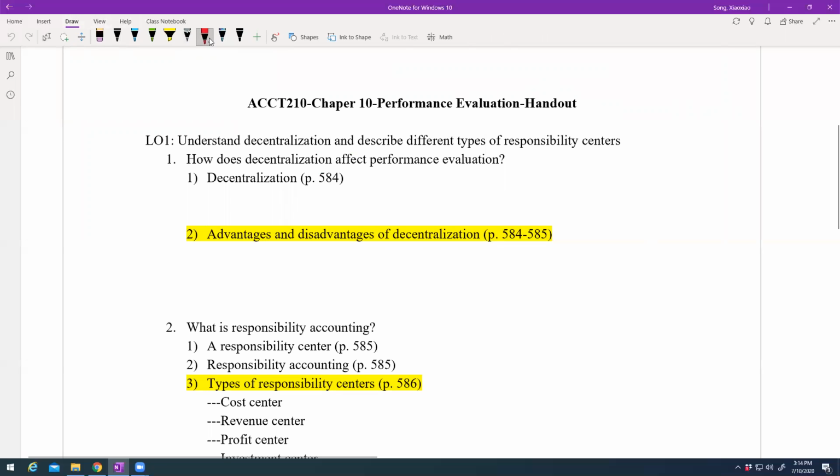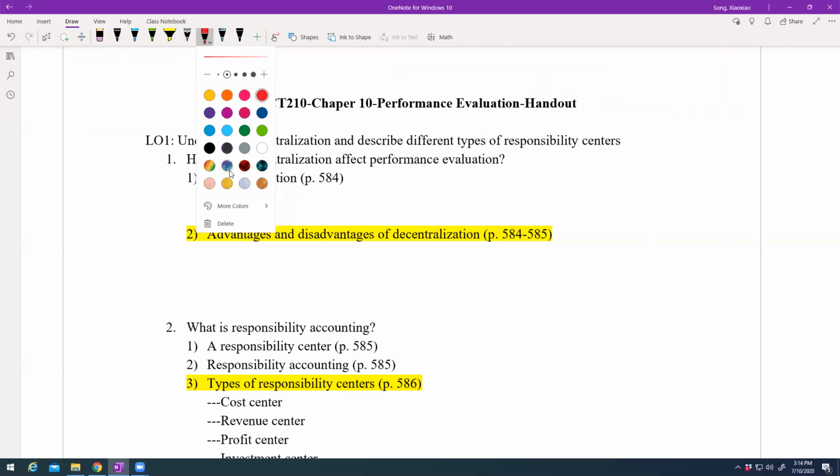I still choose this. You like rainbow? Let me try new things. Rainbow. How about this? I don't know. Lava. You like lava? Choose this one.